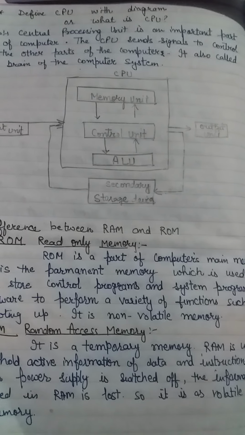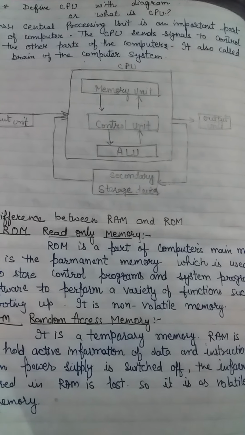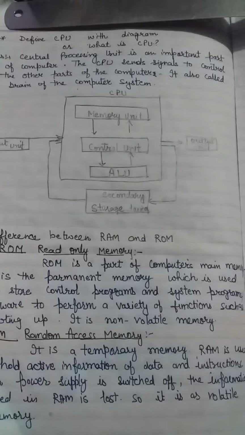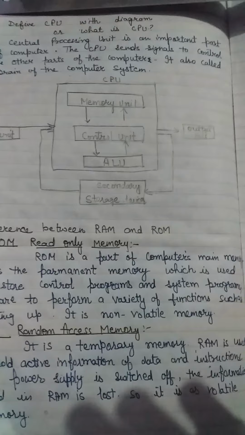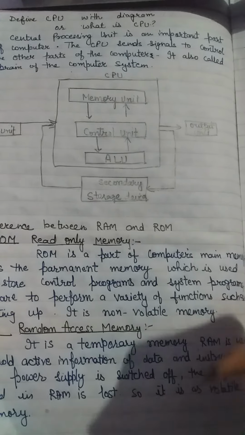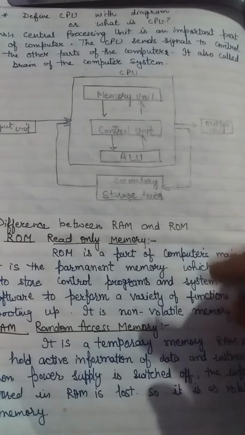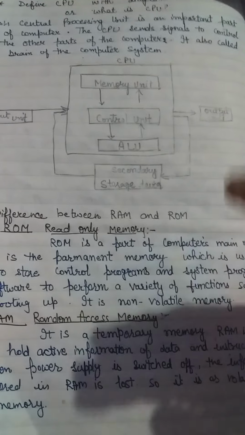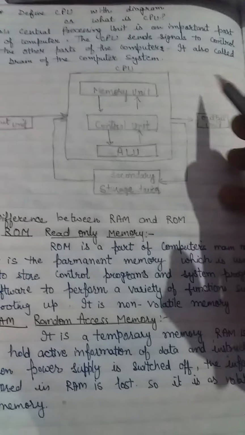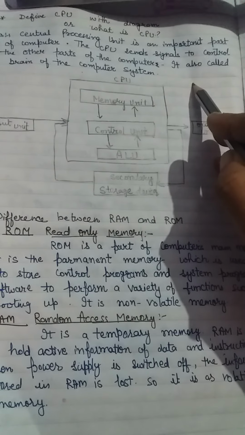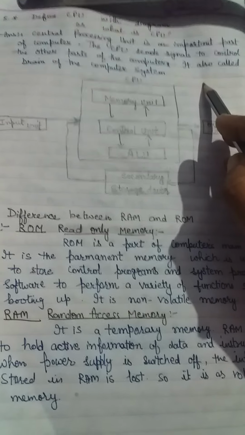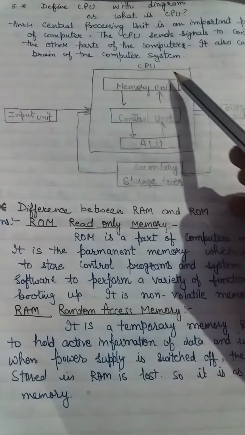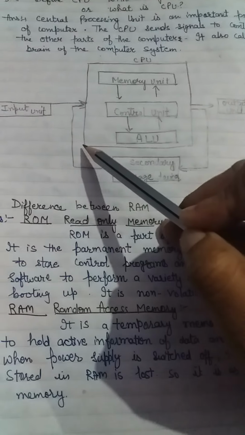The CPU sends signals to control the other parts of the computer. Everyone knows the CPU is the one important part that processes all the information and controls the other parts of the computer. It is also called the brain of the computer. How does it work? First of all, look at this. This is a complete CPU.